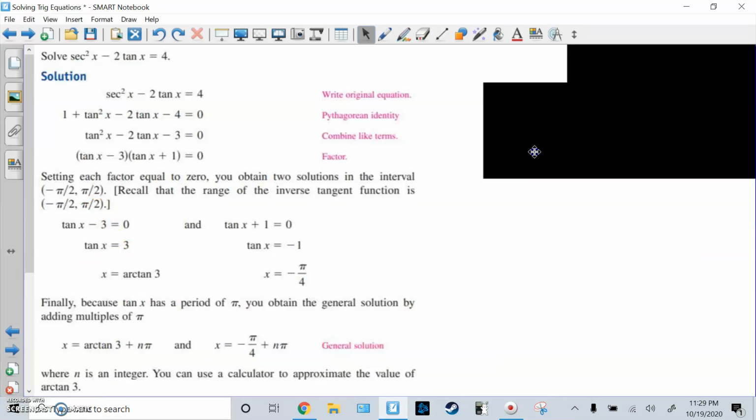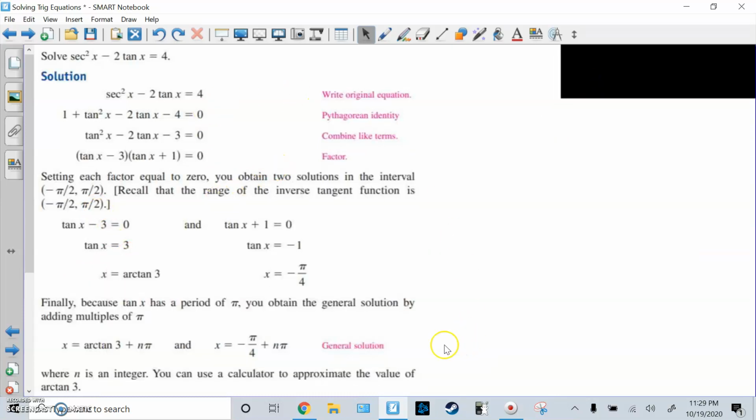So those are 2 answers. We want all general solutions. We're going to add pi into both of them. And if you really wanted to, you could type in arctan 3 in the calculator to see the decimal, or whatever that is.